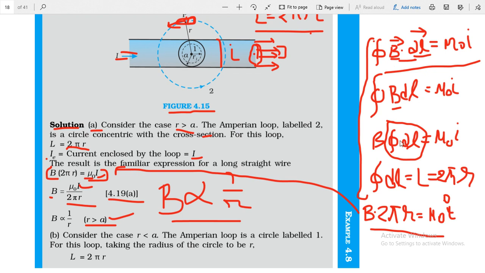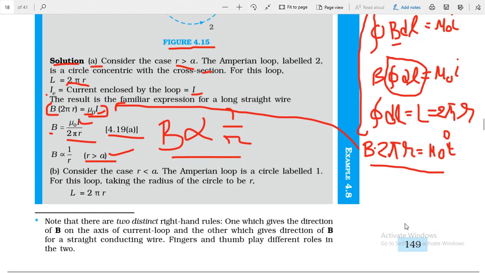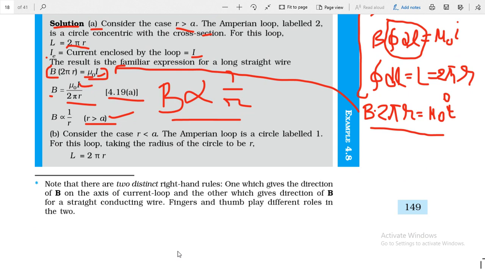Okay, and also the radius r will be less than A, so it may be considered as R1. Okay, so let's see the solution. So consider the case R is less than A. The Amperian loop is the circle labeled by A1. For this loop, taking the radius of the circle to be R, you can write here R1.